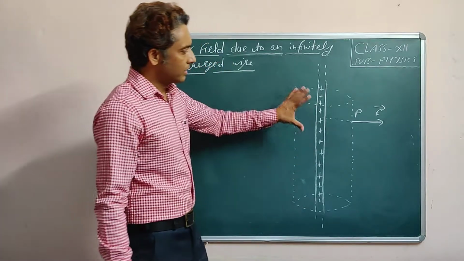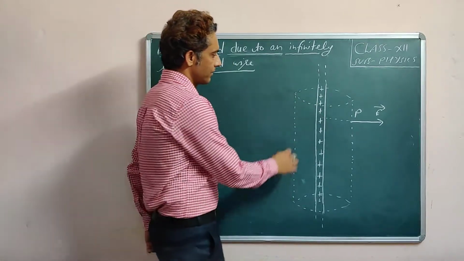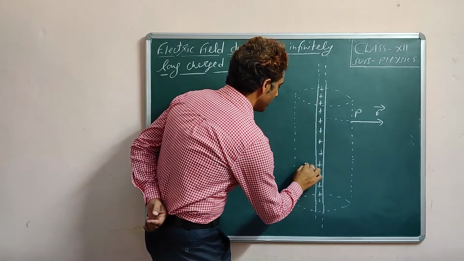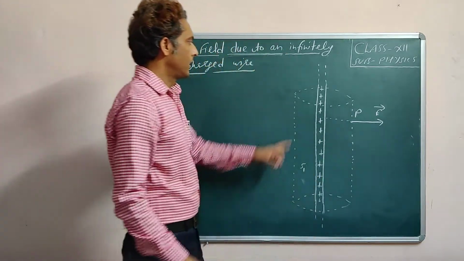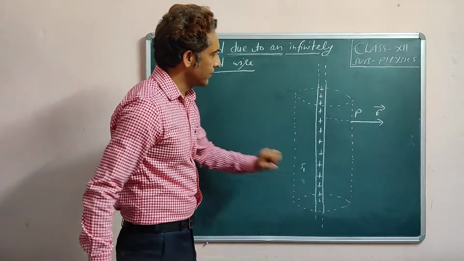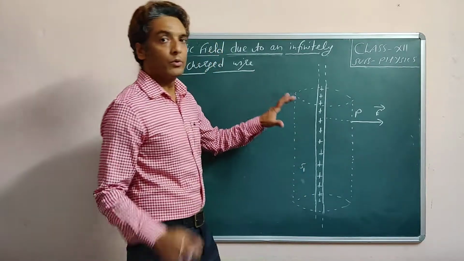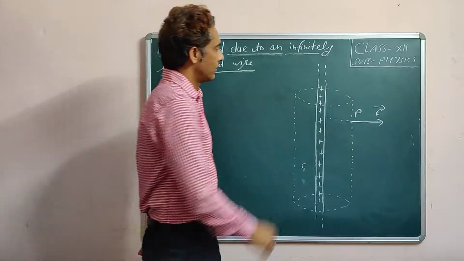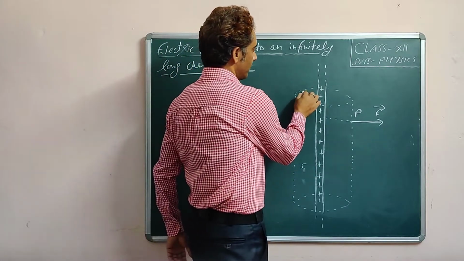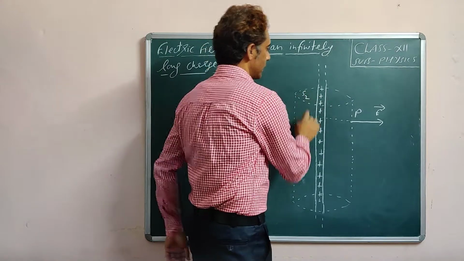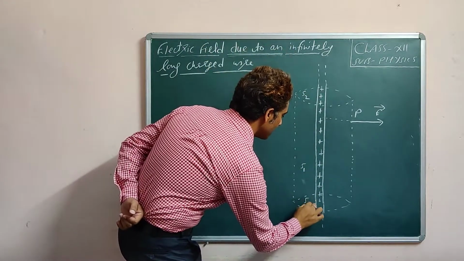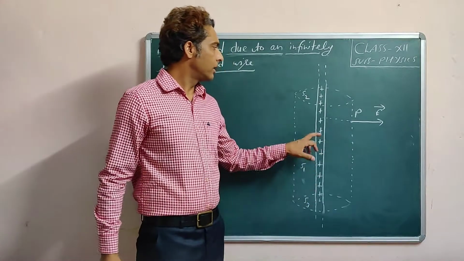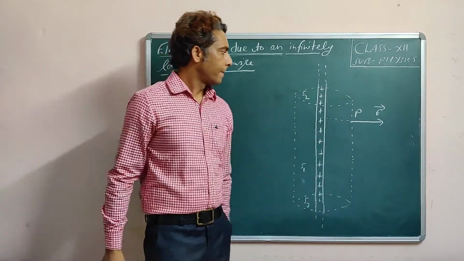You can see there are three surfaces. One is this curved surface, let it be S1. These are two planar surfaces because we have to consider the Gaussian surface as closed surface. So these are the two plane surfaces, let it be S2 and S3. So we have to see the electric flux through these three surfaces.